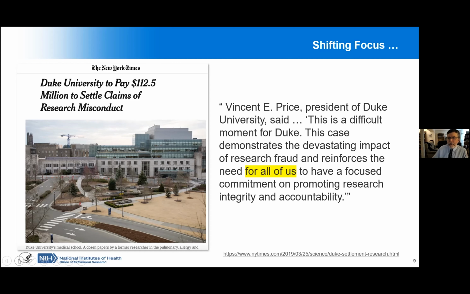The president of Duke University said that this is a difficult moment. This case demonstrates the devastating impact of research fraud and reinforces the need for all of us to have a focused commitment on promoting research integrity and accountability. So this is now an important point. It's not just individual scientists, it's a bigger issue. Next slide.